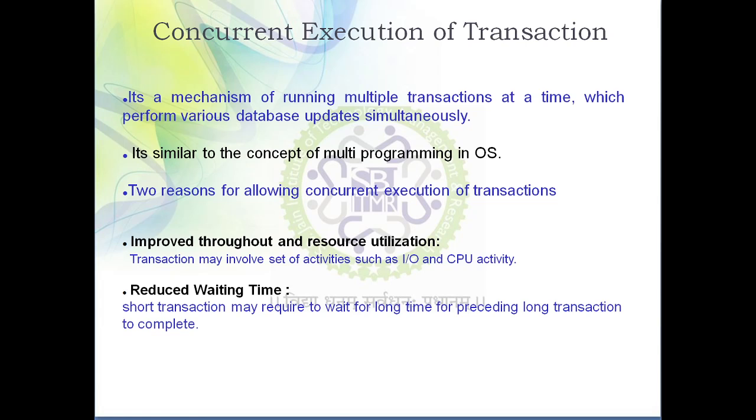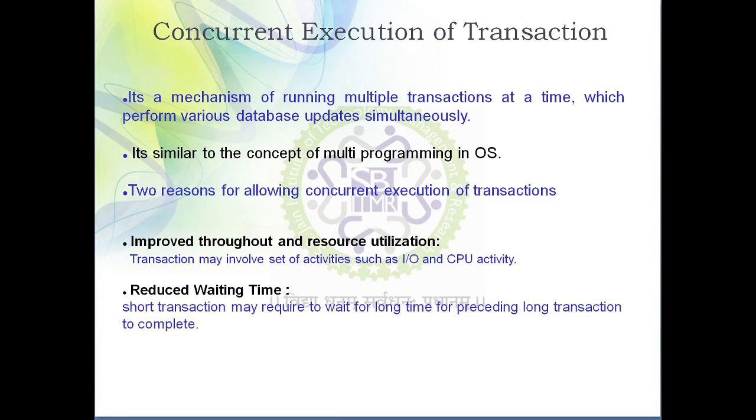There are two reasons why we allow concurrent execution of transactions. The very first is improved throughput and resource utilization. A transaction may involve a set of activities such as IO activity and CPU activity, and this helps improve throughput. First of all, what do we mean by throughput? Throughput is nothing but the number of tasks executed per unit time.